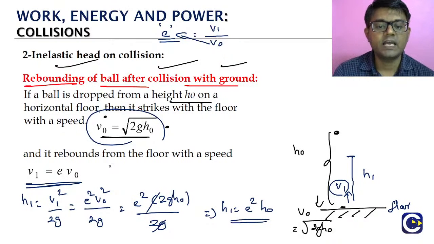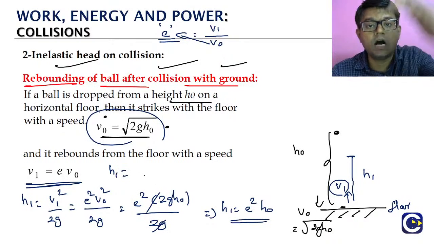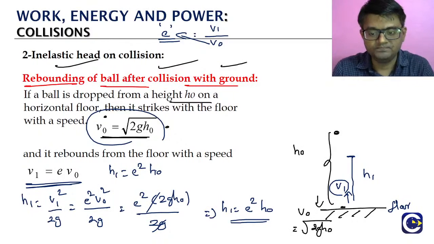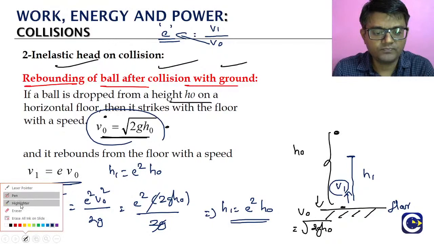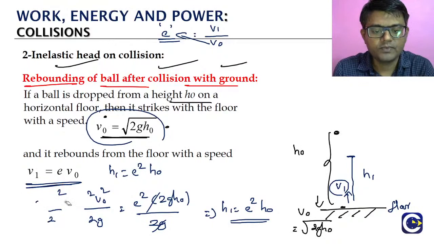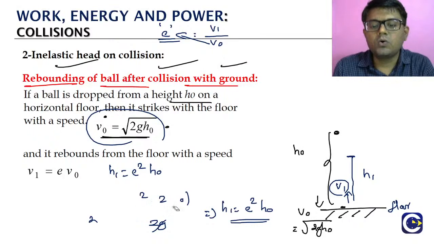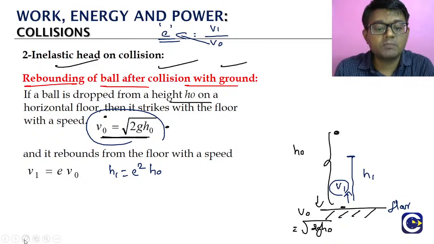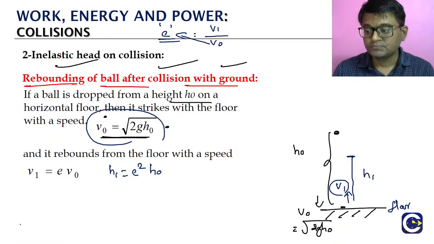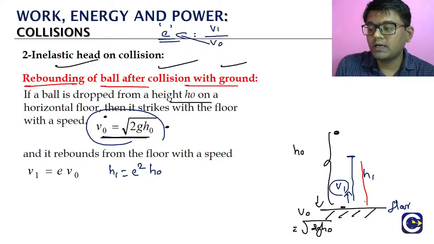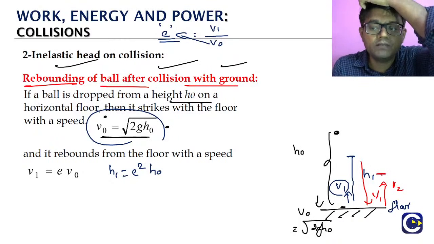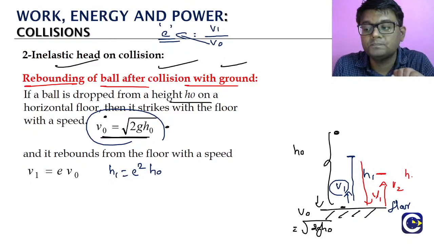So what is the result we are having? The height to which it will go after the first bouncing will be equal to e square into h0. Now it will go to that height h1. It will come down, correct? It will come down with velocity v1. Now it will again hit and bounce. Let us say it is bouncing with a velocity v2. With that it will go to an even lesser height, h2.